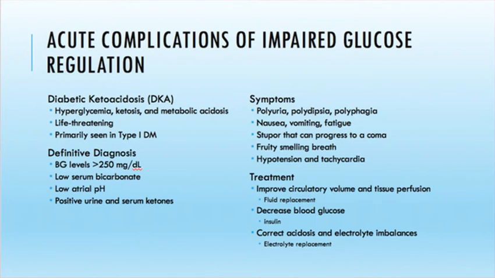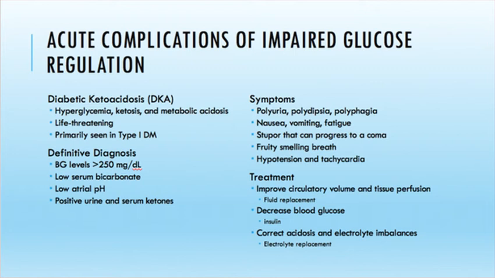So a couple acute complications of impaired glucose regulation. The first one being, as I mentioned before, diabetic ketoacidosis, or DKA. It is hyperglycemia, ketosis, and metabolic acidosis. It is life-threatening and primarily seen with type 1 diabetes. This is actually what a lot of the time leads to someone being diagnosed with diabetes, because you don't see a lot of symptoms, if you really think about it, until the blood sugar becomes really out of whack.